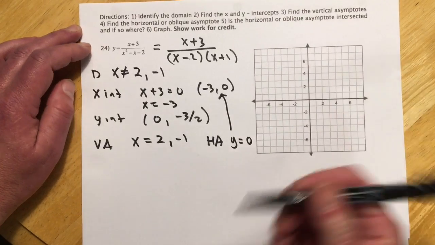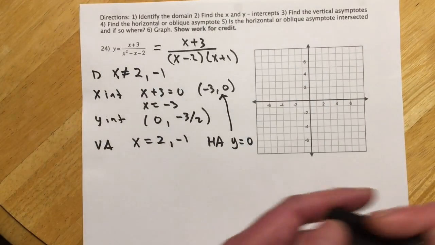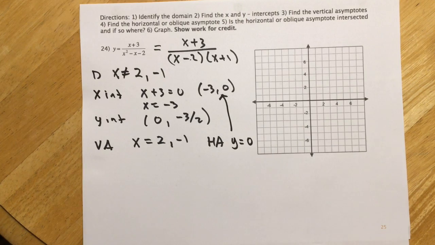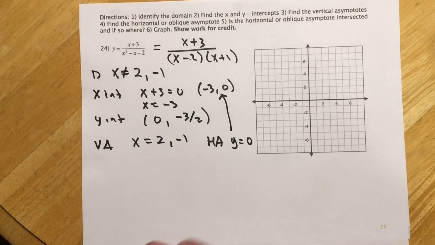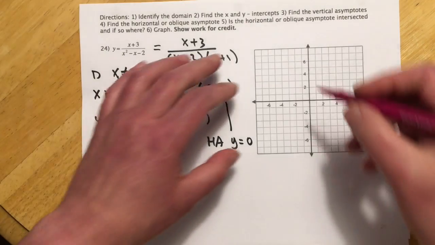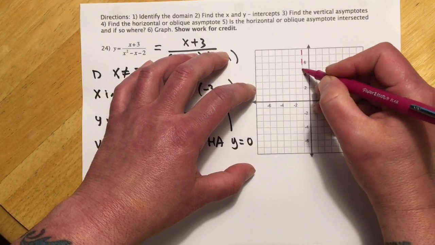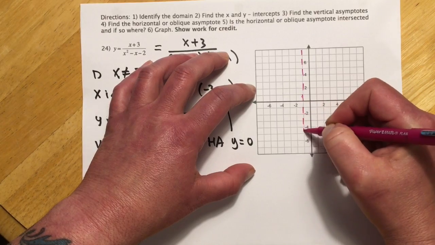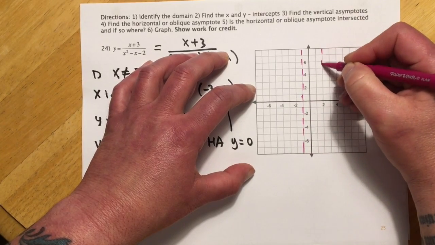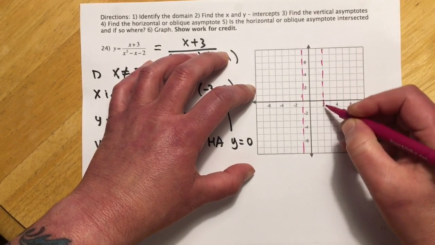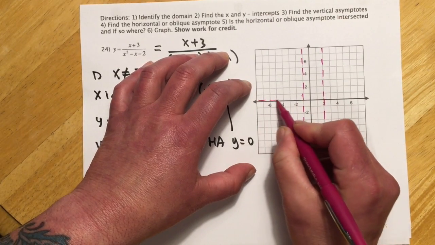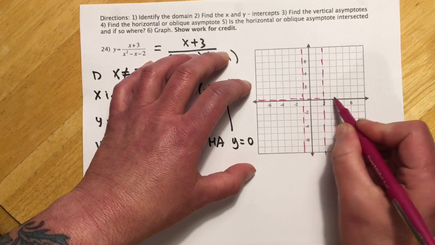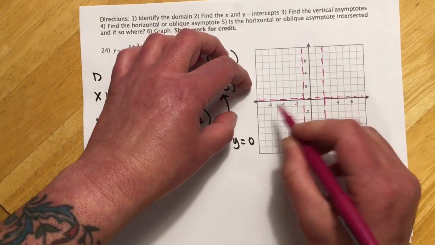And then after that, we're graphing. So let me get my asymptotes drawn in. So I have verticals at negative 1 and at 2. And then we have a horizontal one at y equals 0, which is the x-axis.